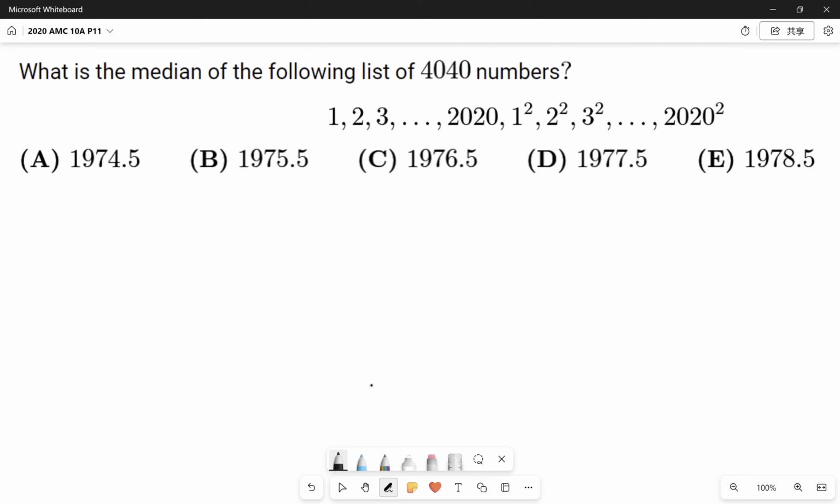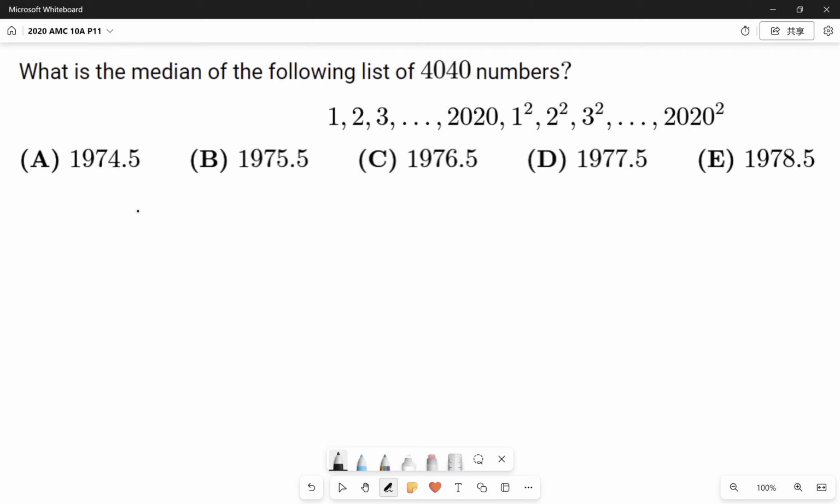So this is 2020 AMC 10A problem 11. What is the median of the following list of 4040 numbers? From 1 to 2020 and from 1 squared to 2020 squared. There are 5 options here, and the options are really close, so we have to be really careful to not get 1 off or 2 off, because if we do, we're just going to get the answer entirely wrong.